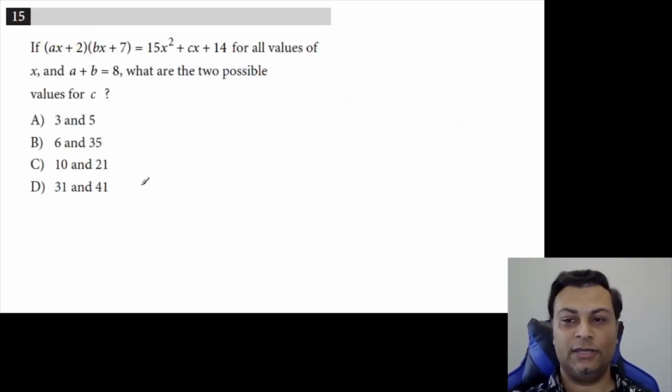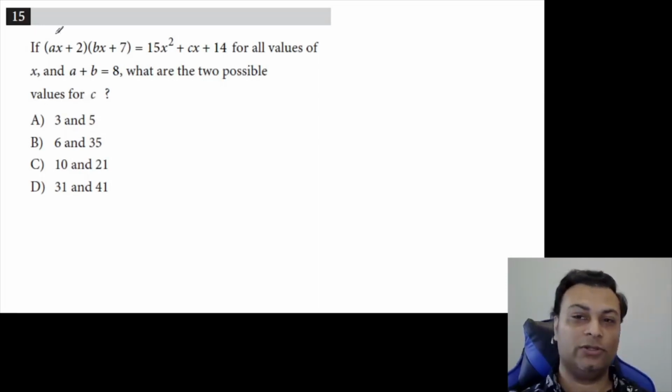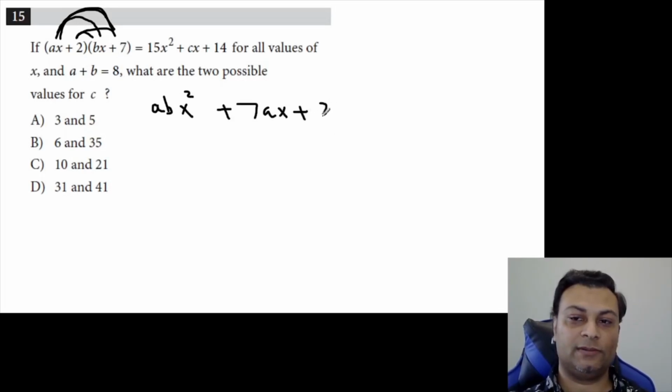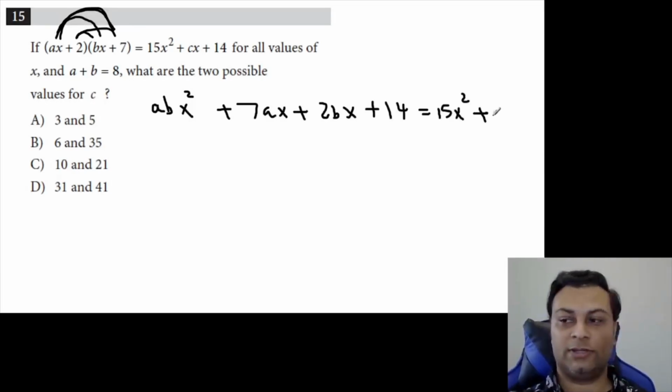And question 15. Ax plus 2 times bx plus 7 equals all this for all values of x. And a plus b is 8. What are two possible values for c? Okay, what we'll do is we'll expand this term by term. So you get ax times bx, which is abx squared, plus 7ax, plus 2bx, plus 14. And that's going to be equal to this 15x squared plus cx plus 14.